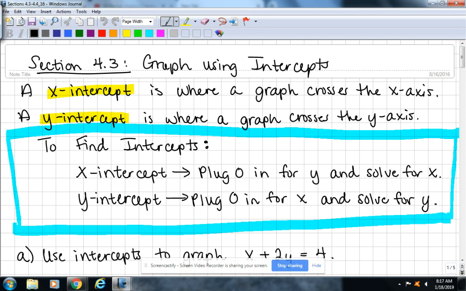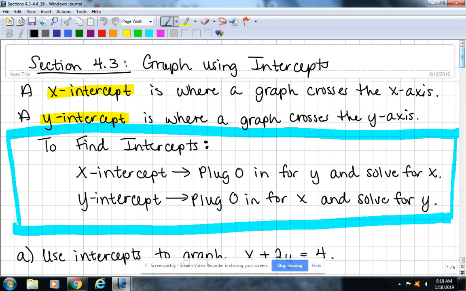Okay, so in section 4.3, we're going to graph lines using their intercepts. Does anybody know what an intercept means? Yeah, it's where it crosses something, okay? So an x-intercept is where your graph of your line crosses the x-axis, and the y-intercept is where your line crosses the y-axis. Now, what I have highlighted in blue here is how you're going to find them, okay?